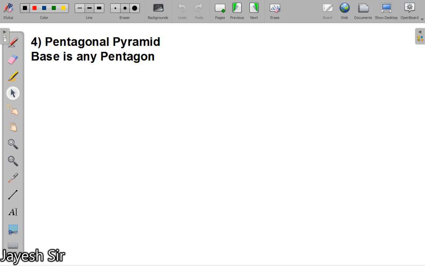Next is pentagonal pyramid. So number of sides for pentagon is 5. So first of all we have to draw a pentagon. Again something tilted. So here is one side, another side, here is another side, here is another side, here will be last side. I've intentionally drawn a regular pentagon, but again tilted one.